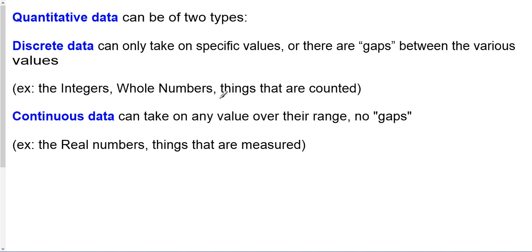On the other hand, continuous data is data that can take on any value over the range of that data. There are no gaps between the possible values here. So anything that can be represented by the set of real numbers is considered to be continuous. Things that are measured are often continuous, or almost always continuous. Because if you're measuring somebody's height, let's say you can have 180 centimeters, you could have 190 centimeters, you could have 180.5, you could have decimals, fractions, that sort of thing. Okay, so that would be continuous data.